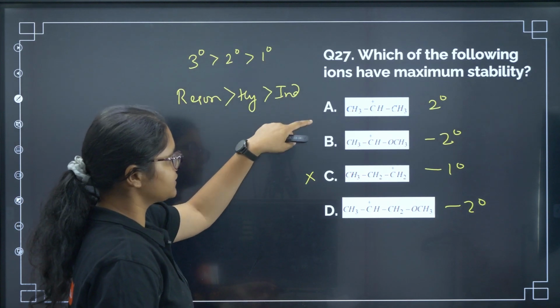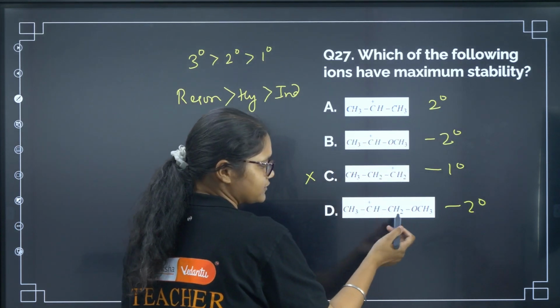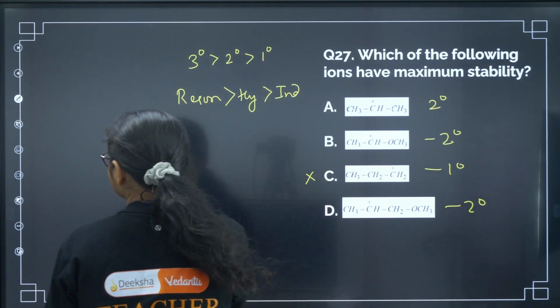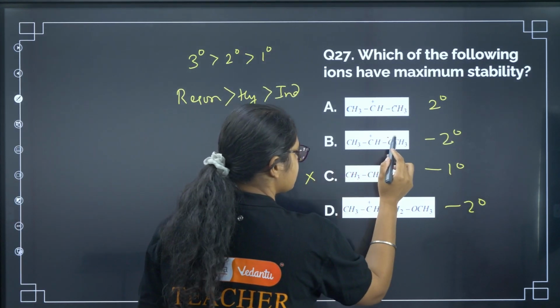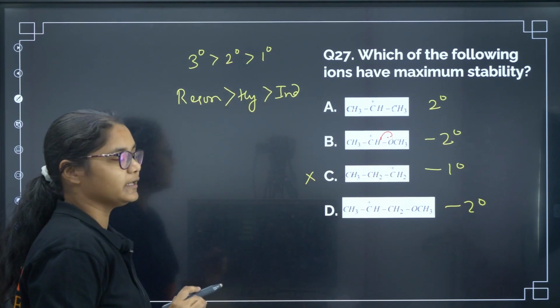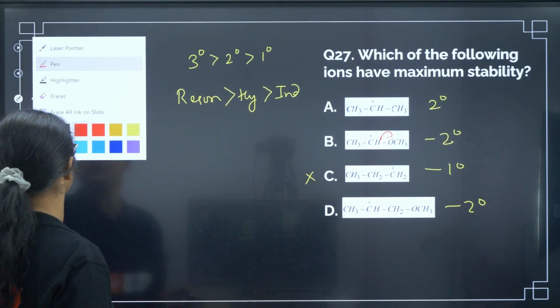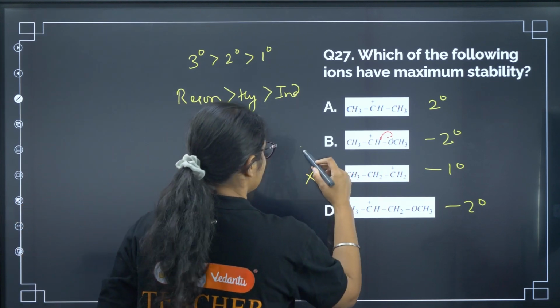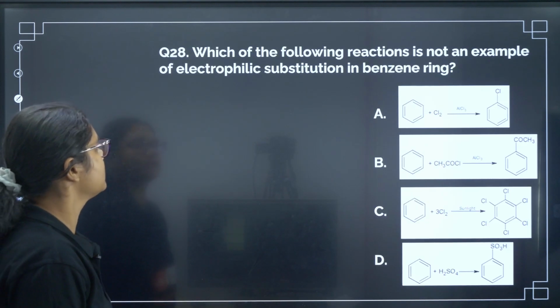Now checking option A, B, and D. Here this is also secondary, this is also secondary, but here you can see there is resonance stabilization, right? This oxygen lone pair can be donated here and can stabilize the carbocation. Okay, so the correct answer for this question will be option number B. Okay, fine. Now let us see the next question.